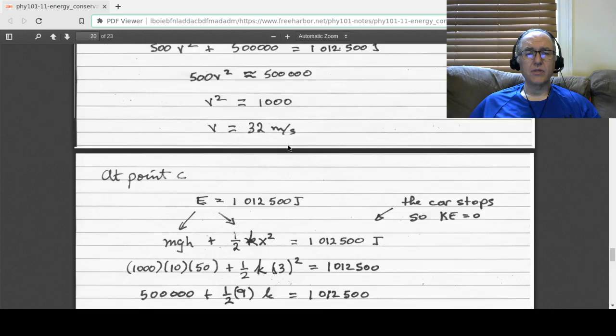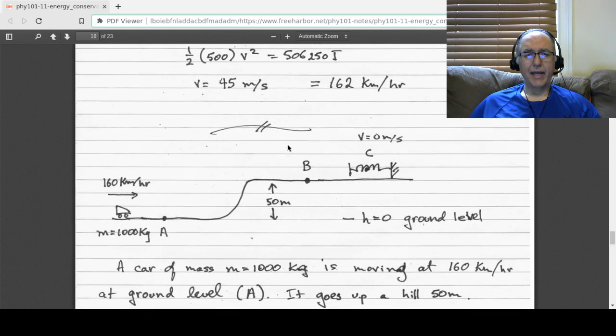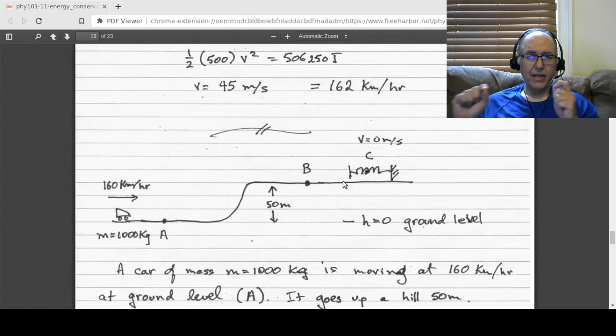I don't know what else to say about this, but maybe we should just look back at it and think about how the contributions to the energy slosh back and forth. At point A, all the energy is kinetic. At point B, some of the energy is kinetic, some of the energy is gravitational potential energy.